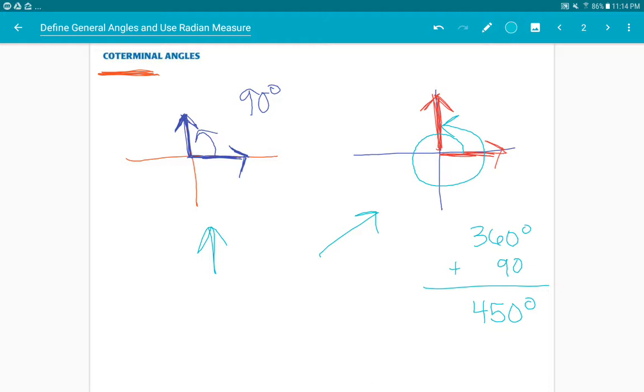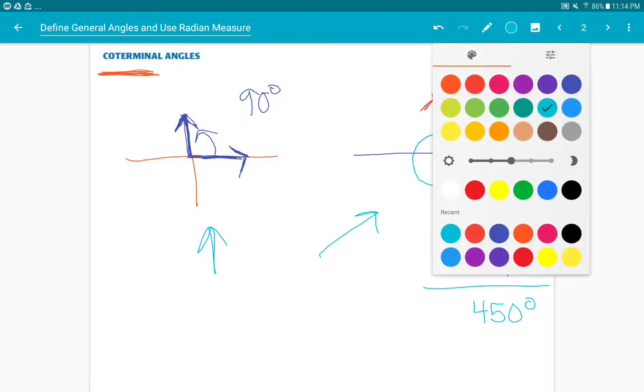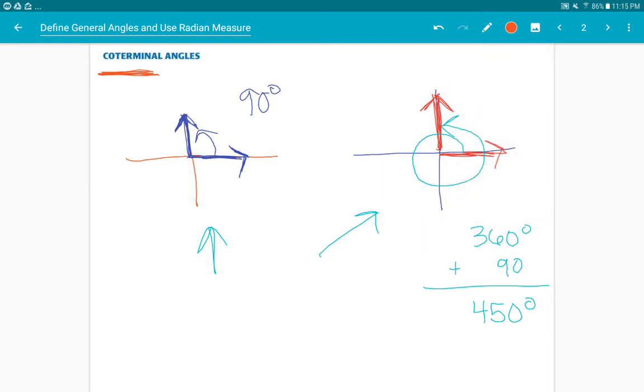Notice that they're both drawn the same way, except that the little arrow tells us how many revolutions there were. So by definition, coterminal angles are just different variations of the same angle, based on number of revolutions. To find coterminals, let's say we had a 45-degree angle. A coterminal to that, we can just add 360. If we add 360, that gives me 405. So that's one coterminal angle.